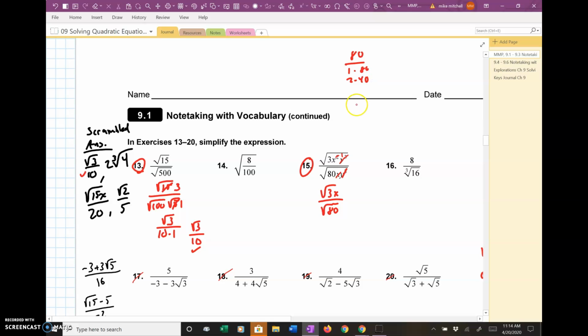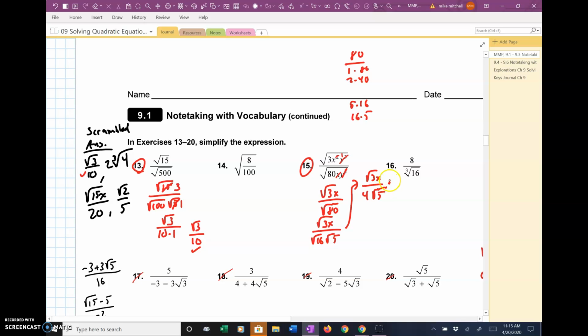I see right away here I got a 5 times 16 or a 16 times 5. I'm going to use that one, so that's going to be square root of 3x over square root of 16 times square root of 5. That's going to give me square root of 3x over 4 root 5. Well, I can't have that square root in the denominator. That's where I have to rationalize the denominator.